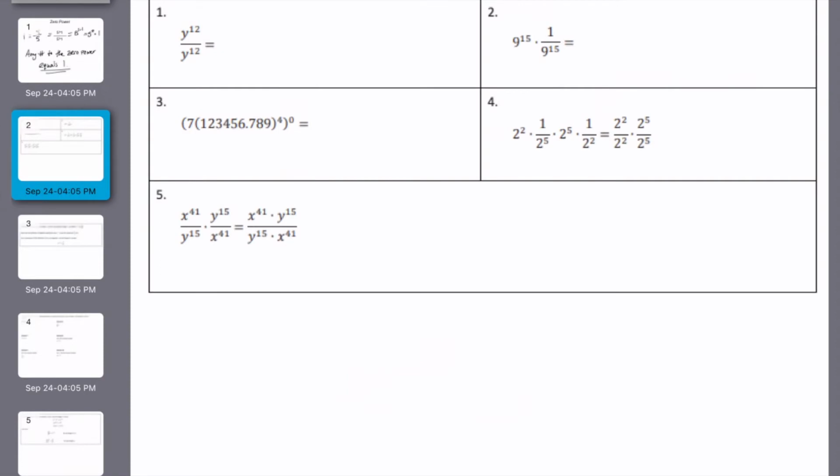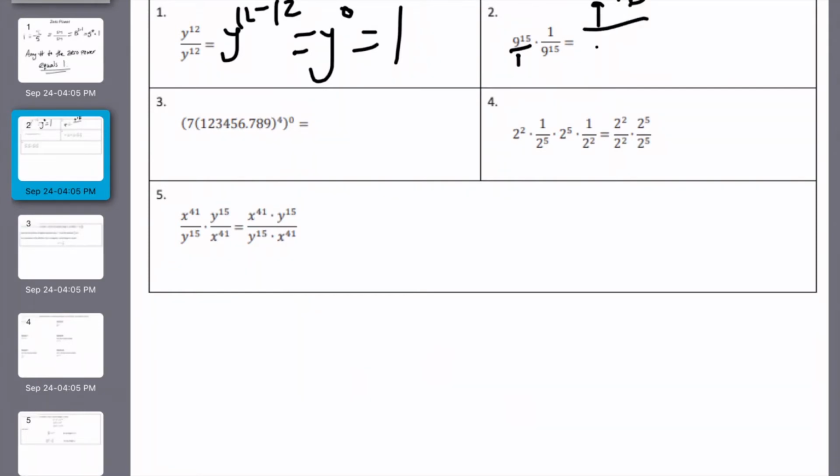So I have y to the 12 divided by y to the 12. Well, I know that that's going to be y to the 12 minus 12, which equals y to the 0 power, which equals 1. Number 2, they've just pulled this apart a little bit, but I know that when I multiply numbers and fractions, I just multiply across the top and across the bottom. So I have 9 to the 15th over 9 to the 15th, which equals 9 to the 15 minus 15, which equals 9 to the 0, which equals 1.